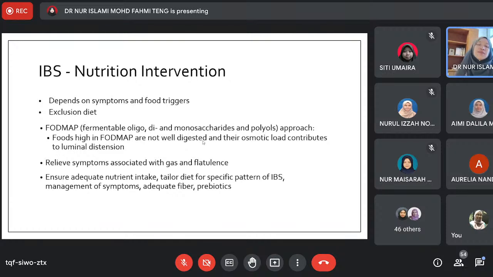Yeah. So for the nutrition intervention, it depends on the symptoms and food trigger. What are the symptoms present? They present with gas and flatulence, right? So we treat on that. We intervene on that.